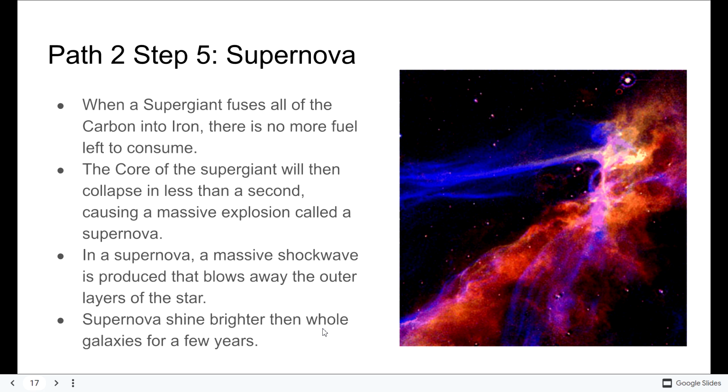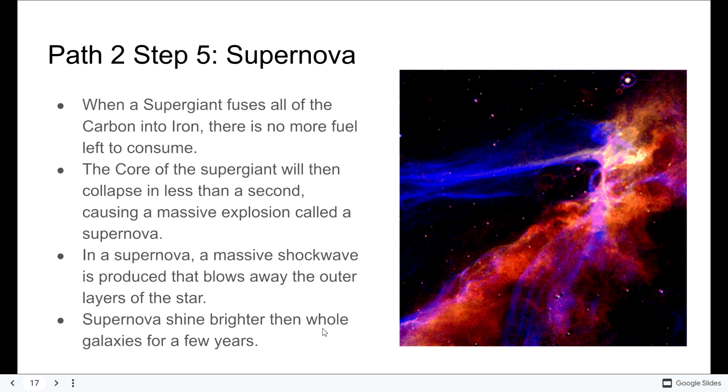It causes a huge explosion that we call a supernova. The supernova is going to send a shock wave out into space that's going to blow all of that dust and debris, all of those outer layers of the star, out in all directions. It's super bright. It happens very quickly, in an instant, but the light from a supernova can be seen for years, and it's brighter than other galaxies.